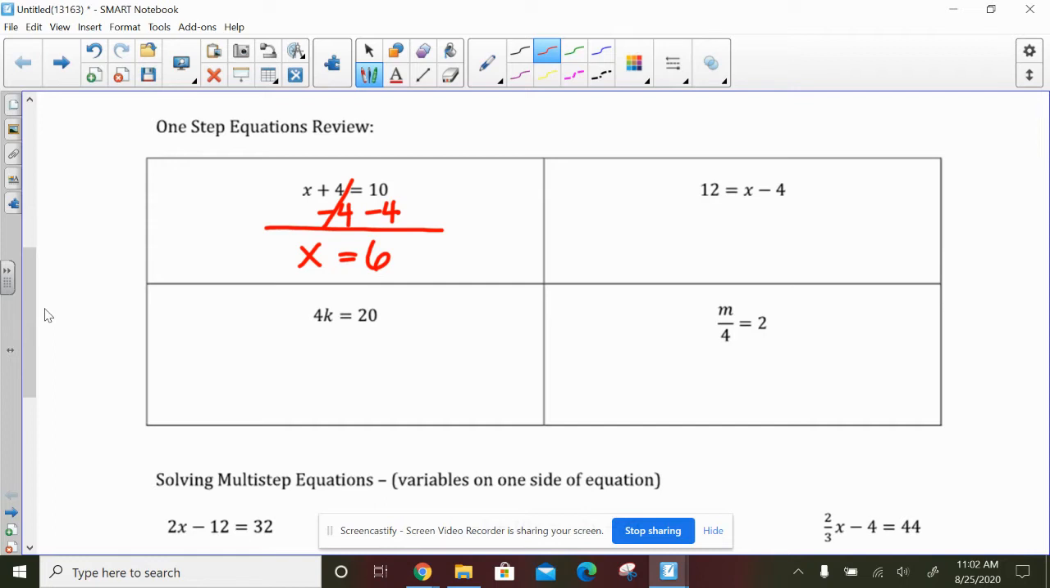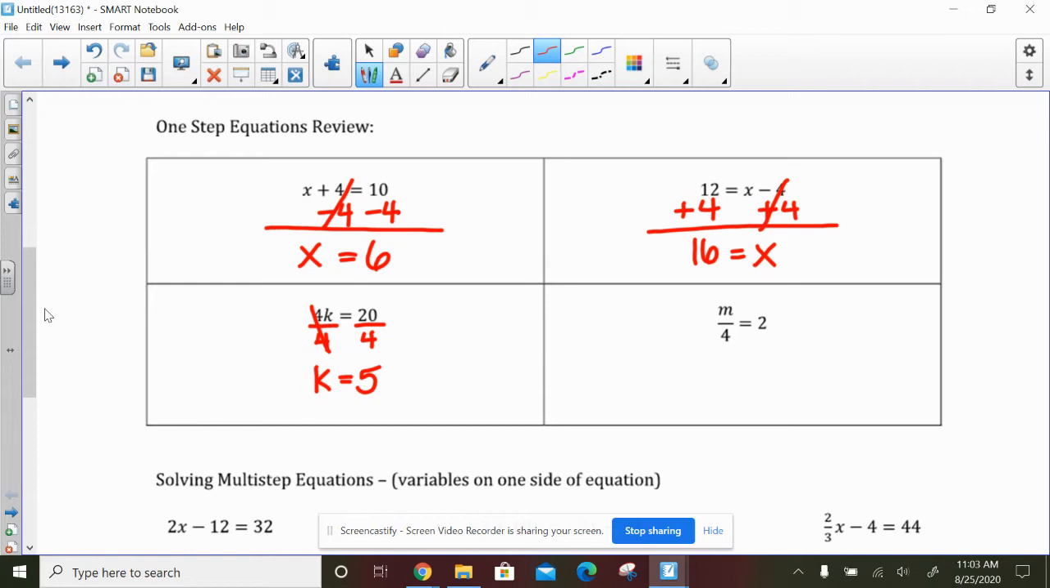Then over on the next one, 12 equals x minus 4. To get x by itself, I would need to take this minus 4 and add 4. So these would cancel. 12 plus 4 is 16 equals x. Okay, and then next one I have 4 times k equals 20. Inverse operation of multiplication is division. So these 4's will cancel. K equals 20 divided by 4, which is 5.